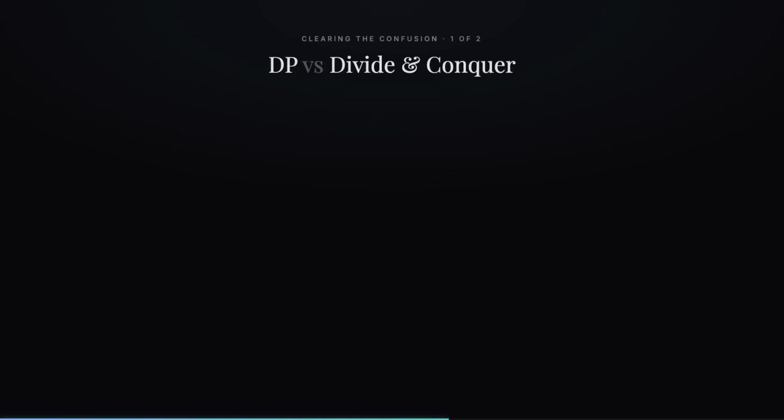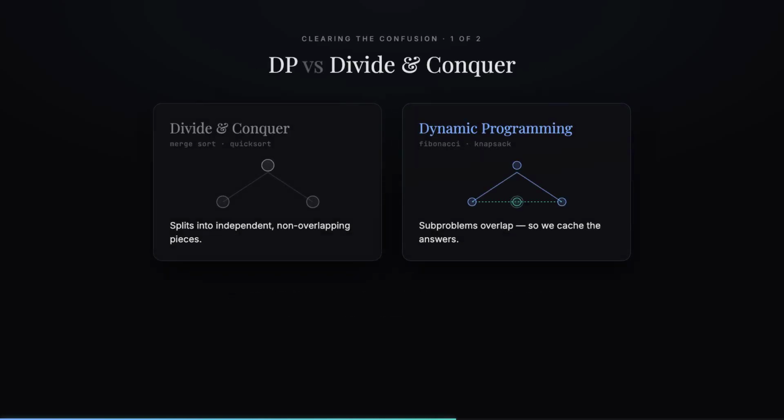Let's clear up the confusion early. Versus divide and conquer. Divide and conquer splits a problem into independent, non-overlapping pieces, like merge sort or quick sort. Dynamic programming subproblems overlap, so we cache them.